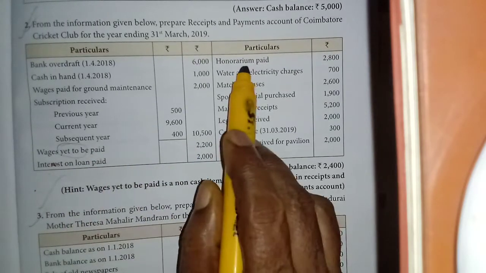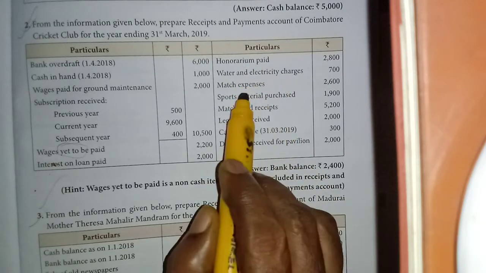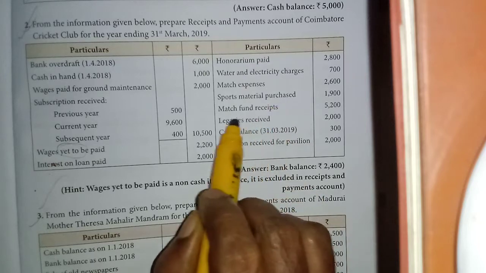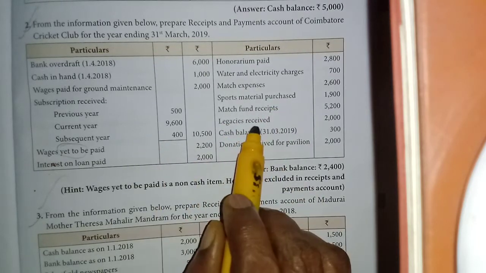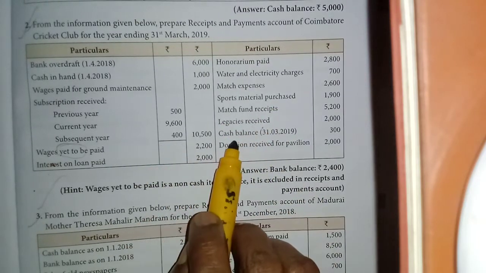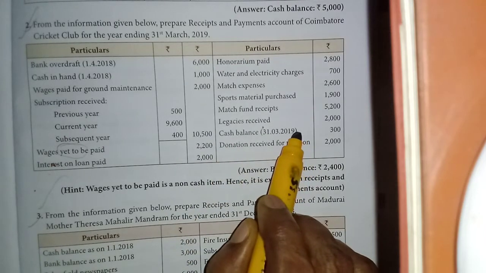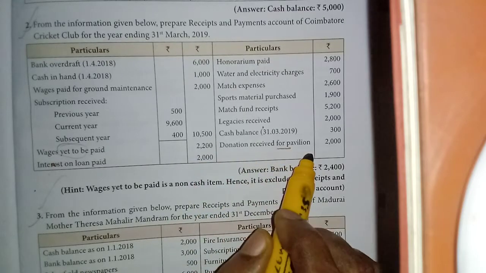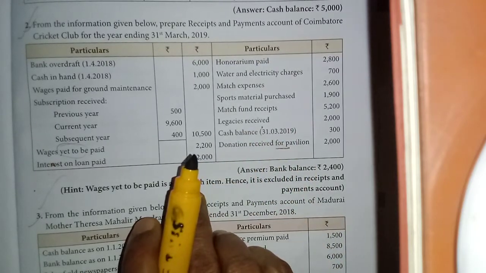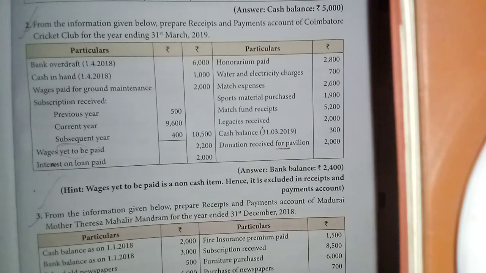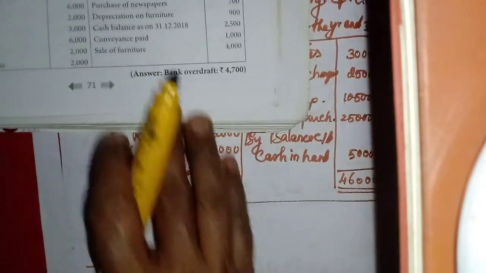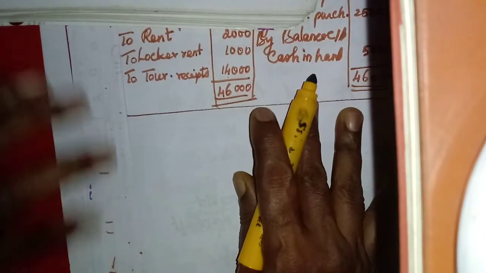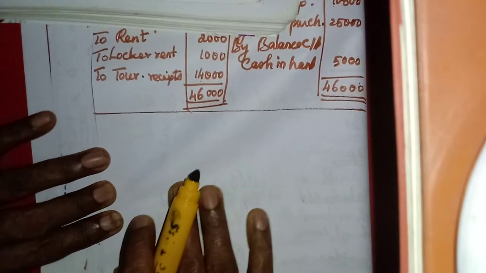Interest on loan paid, honorarium paid, water and electricity charges, all these expense. Match expense, this one purchased, that expense. Match fund receipt. Legacies received, receipt. Then cash balance closing, cash balance given. So bank balance we should find out. Donation received for the family, this also receipt. Okay. So let us do. Number we should write first.